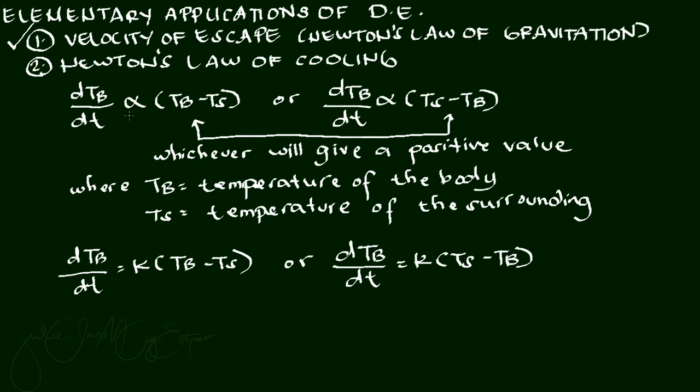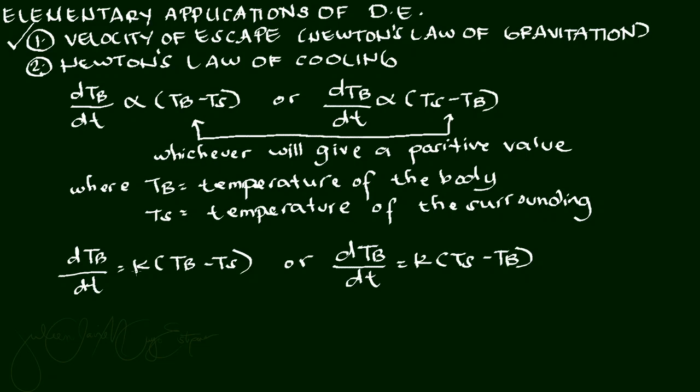So the formula is the rate of change of the temperature of the body with respect to time is directly proportional to the temperature of the body minus the temperature of the surrounding, or that is proportional to the temperature of the surrounding minus the temperature of the body. Whichever will give us a positive value, that is the formula to be used.